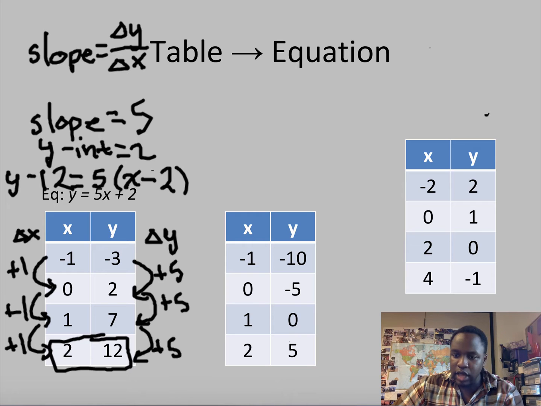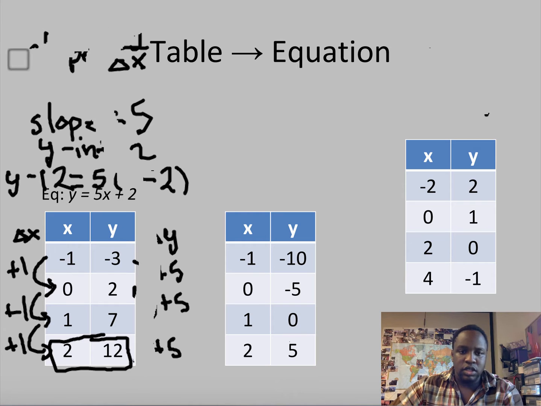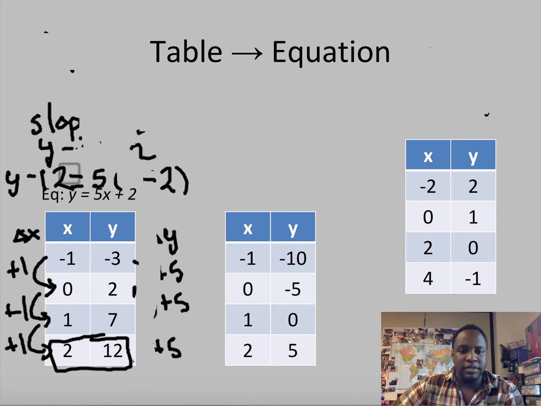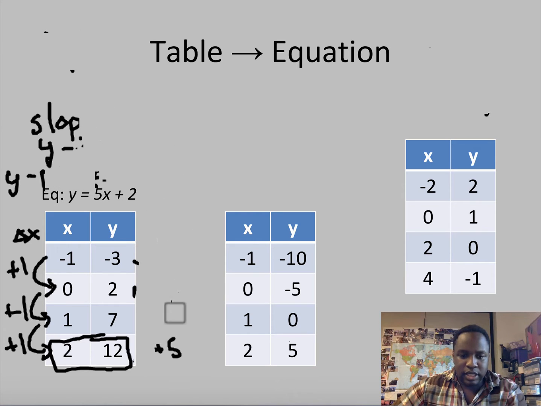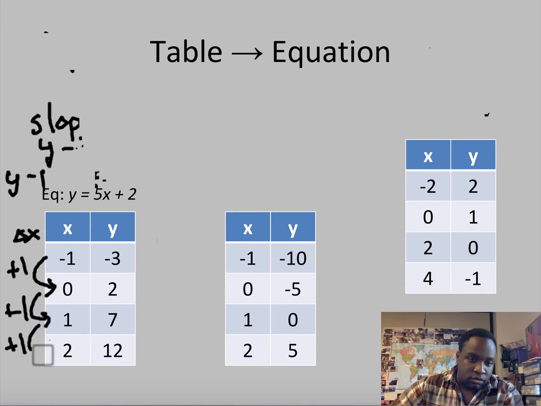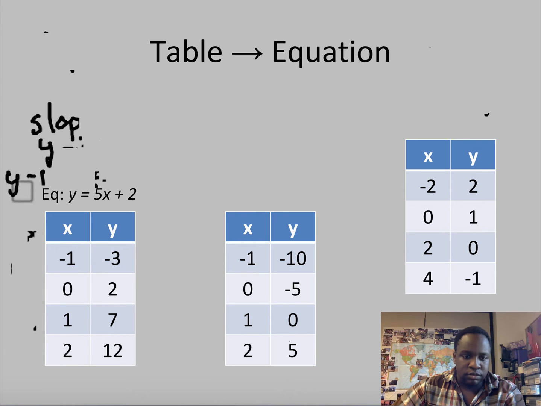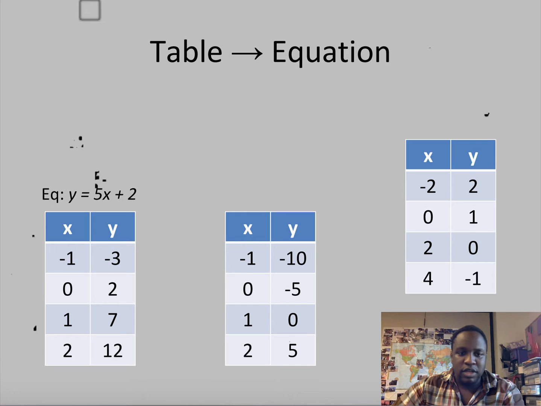Now taking a look at the second equation, the second table. Oops, I didn't need to erase all of that, but I did. There's going to be a lot of editing going on.